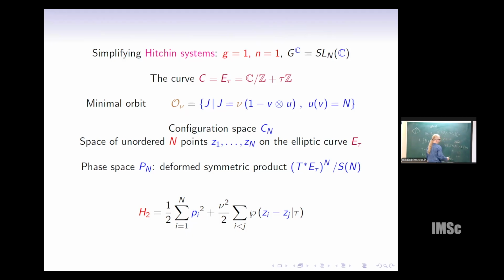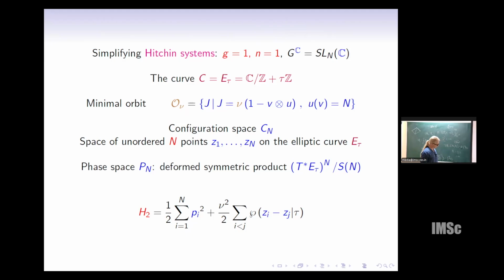At this point, the resulting phase space will be a resolution of the cotangent bundle to the space of n points on the elliptic curve with fixed center of mass. That's for SL(N). Up to permutations, so these are unordered. And this is the simplest Hamiltonian, the first Hamiltonian out of the sequence of Hitchin Hamiltonians.